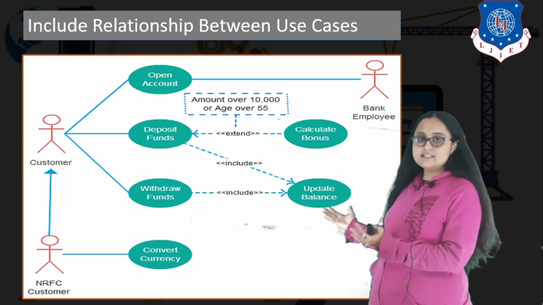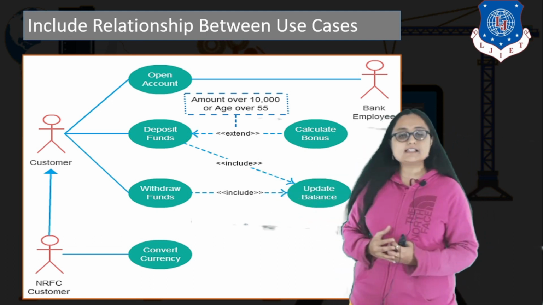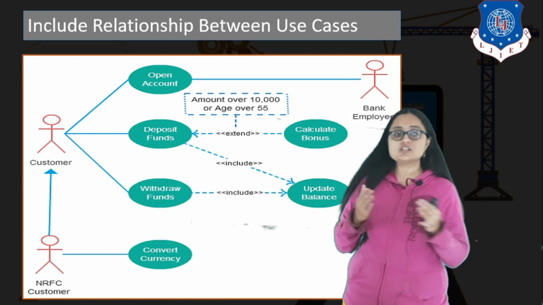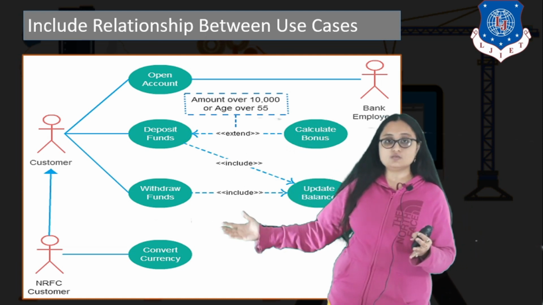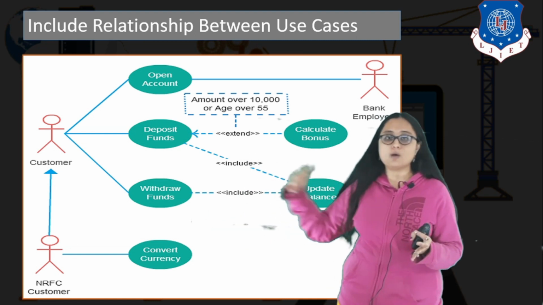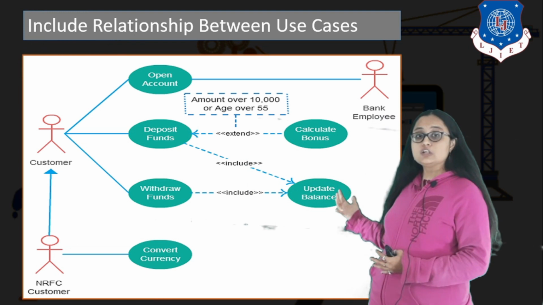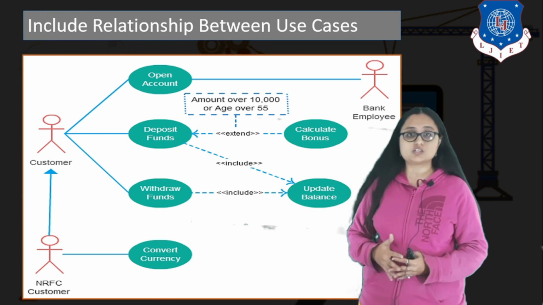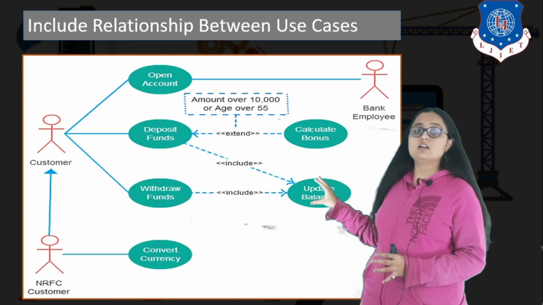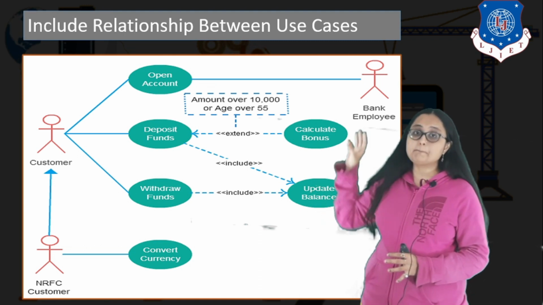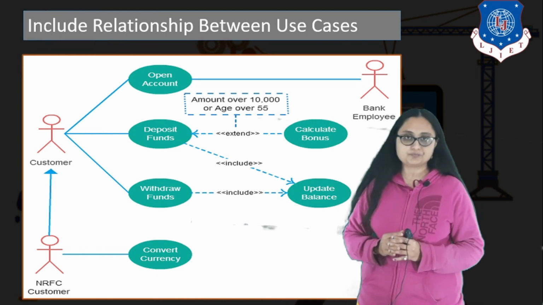So the balance update functionality is by default included inside the base use case. This is the basic difference between an extend and include: when you are extending a use case, the extended use case is optional and it triggers based on a condition, whereas when you are including a use case into the base use case, there is no condition which is getting triggered. This included use case is compulsorily triggered if your base functionality is triggered, right?